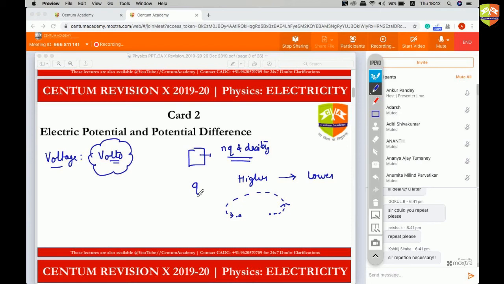On a wider note, the same current, which is being asked repeatedly in CBSE, can be written as the number of electrons per unit time. Got it?